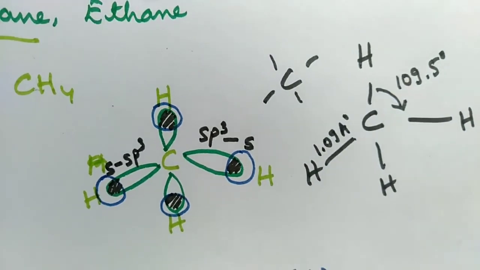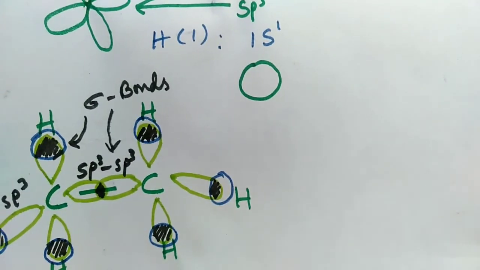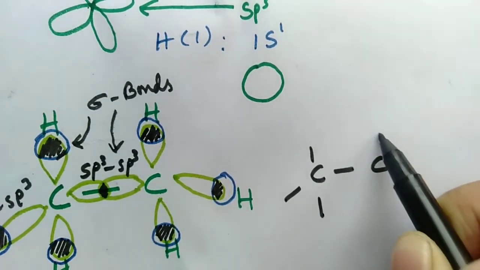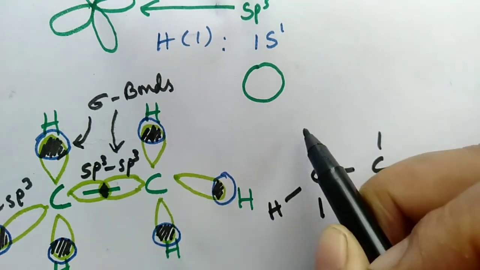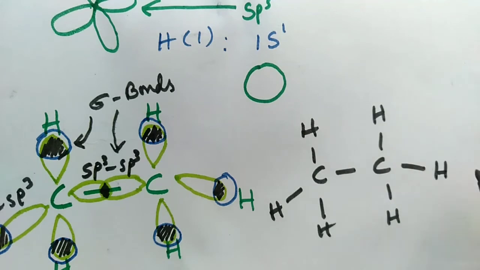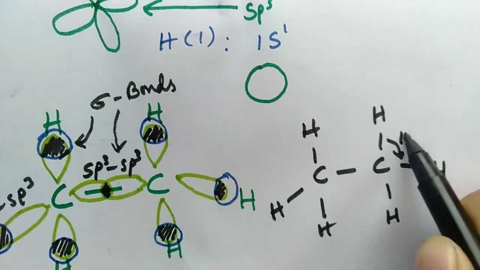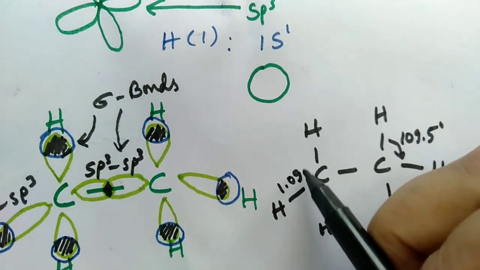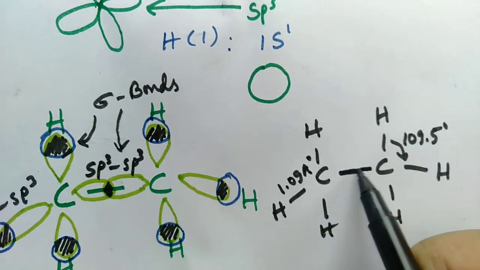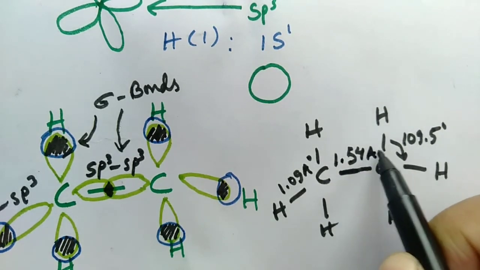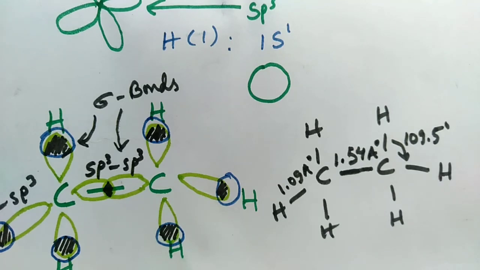Okay. In the same way, for ethane, here we have like this. The bond angle here is 109.5 degrees. And this bond length is 1.54 angstrom. I hope it is clear.